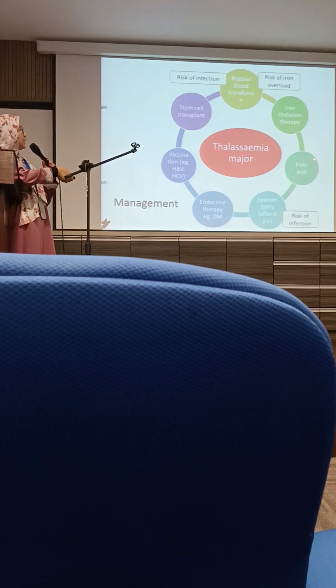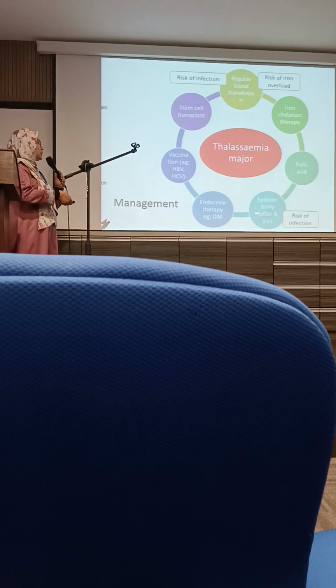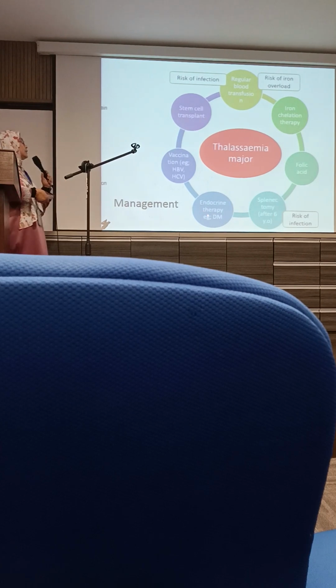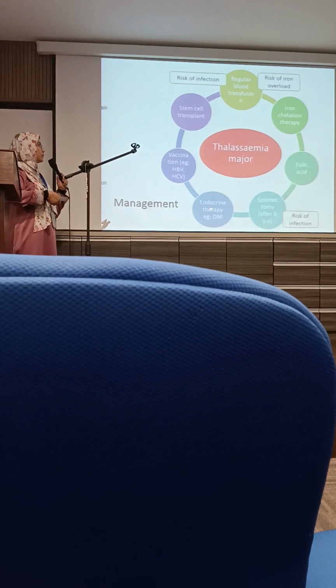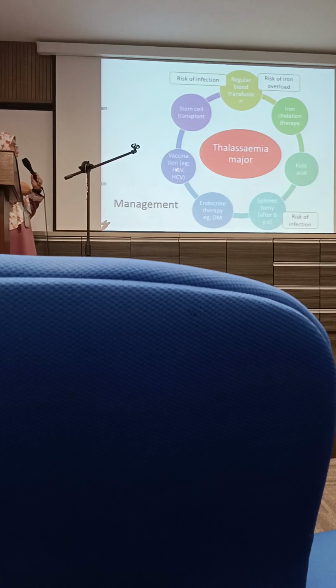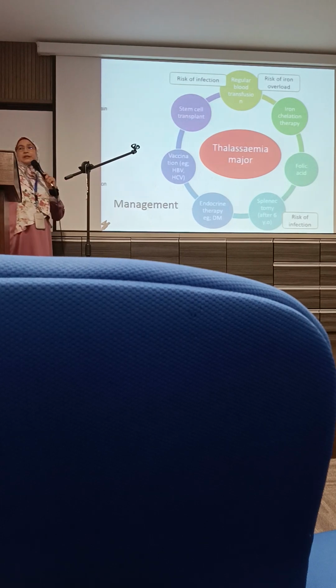And you also need to supply them with folic acid, and you can offer splenectomy if they have massive splenomegaly. Usually we will wait until 6 years old, because they are at high risk of infection. Endocrine therapy, because when they have iron overload, they will have a lot of endocrine problems. Vaccination for hepatitis B and C because of the risk of infection from the transfusion. And the ultimate treatment is by stem cell transplantation.